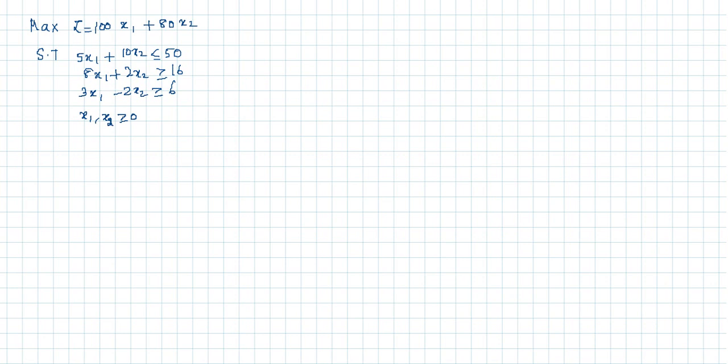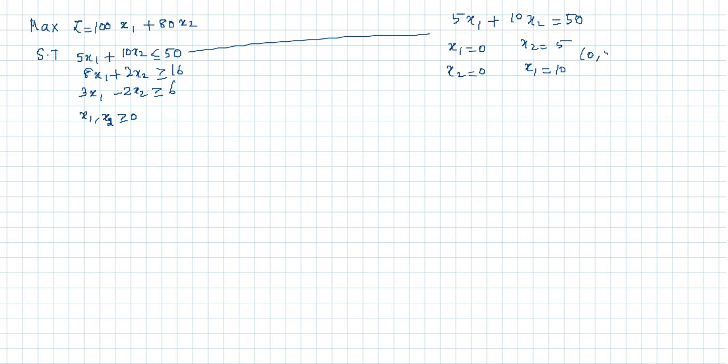First take the first constraint, 5x1 plus 10x2 equal to 50. Convert any constraint into an equal to type constraint. On applying x1 equal to 0, you get x2 equal to 50 by 10, which is 5. On applying x2 equal to 0, you get x1 as 10. So the points are 0 comma 5 and 10 comma 0.